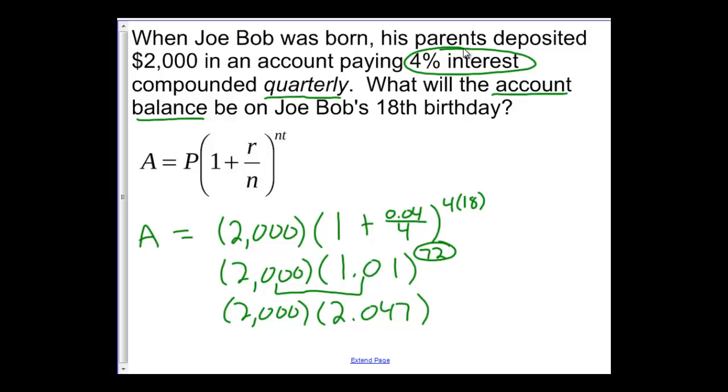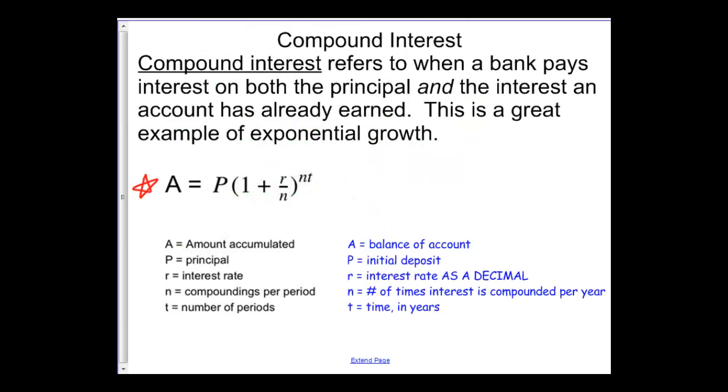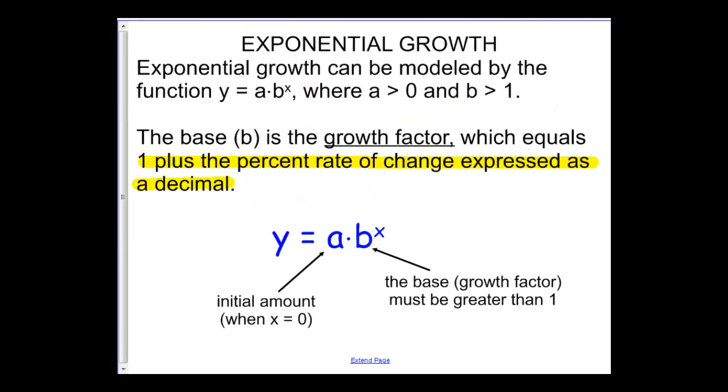And so now, rather than round, I could just type the multiplication sign and then the number 2,000, and that'll give me the new account balance, which, as you see, because it's been compounded quarterly for 18 years, our $2,000 investment ends up being over $4,000 for Joe Bob on his 18th birthday. If I round that correctly, it looks like it's going to have about $4,094.20. So an example of compound interest, which again is an example of exponential growth.